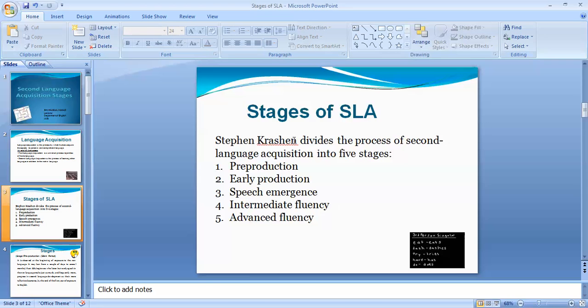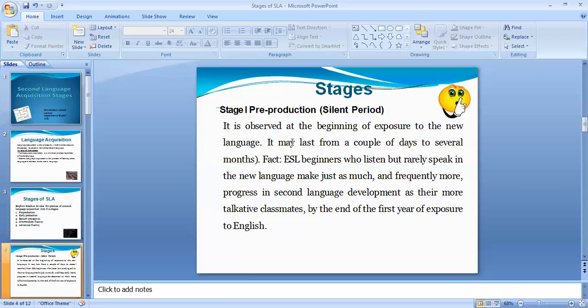So now we'll go through each stage. The first one, pre-production, or we can say it's a silent period. In this period, the learners may not speak. These stages can last from 10 hours to 6 months. The duration of this period, 10 hours to 6 months.